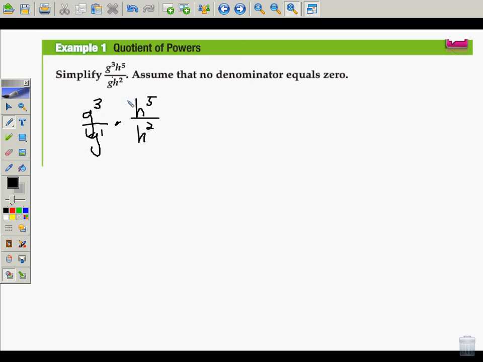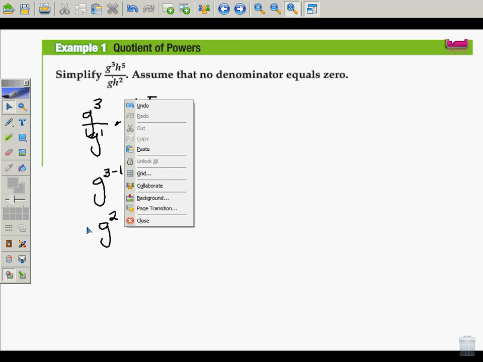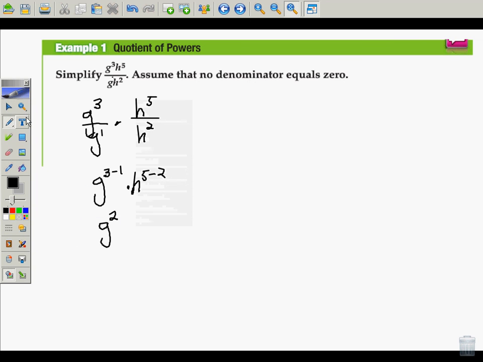Since I've got g cubed divided by g to the 1st power, that means same base, and I'm dividing, I'm going to subtract my exponents. So I've got g raised to the 3 minus 1, times, with my h's, h to the 5th divided by h to the 2nd. I'm dividing, so I'm going to subtract exponents, h raised to the 5 minus 2. G raised to the 3 minus 1 is the same thing as g squared, 3 minus 1 is 2, times h raised to the 5th minus 2, 5 minus 2 is 3, so I get times h cubed. And there's your answer.